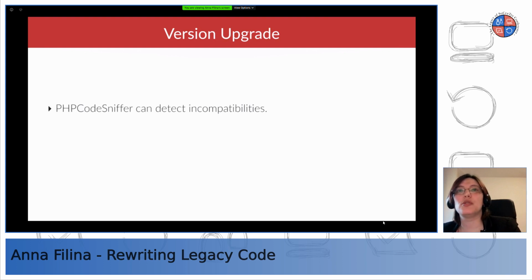Some of the tools you can use for that is PHP Code Sniffer that can detect incompatibilities. So if you're using a different language, see if there's a library that can statically analyze your code and give you a report of all the things that do not match the version to which you want to migrate. The way PHP Code Sniffer works is you give it your code base, you say, please scan it and check compatibility with PHP 7.4.